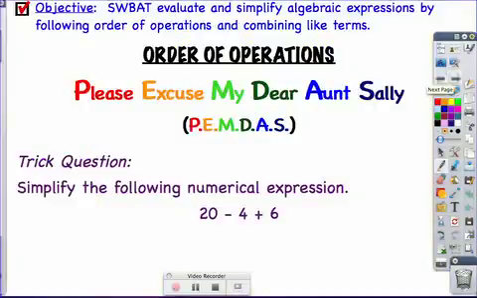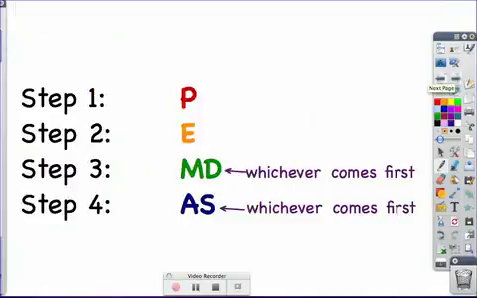Order of operations, please excuse my dear Aunt Sally, or PEMDAS, is often mistaken for being 6 steps, when in fact, you should think of the order of operations as 4 steps. Step 1, you always do parentheses. Step 2, you always do exponents. Step 3 is multiplication and/or division. Whichever comes first from left to right is the one that you need to do first when solving.